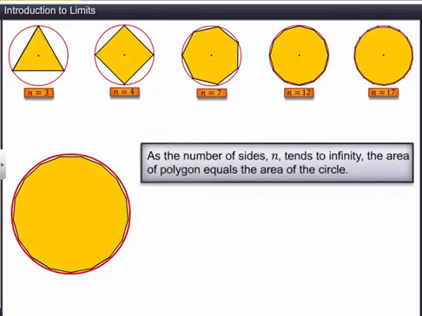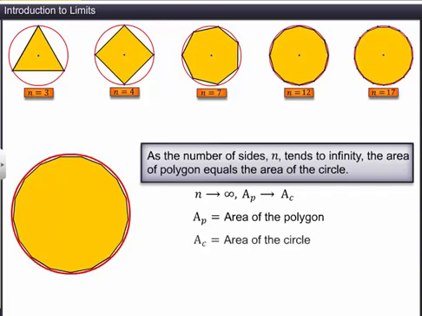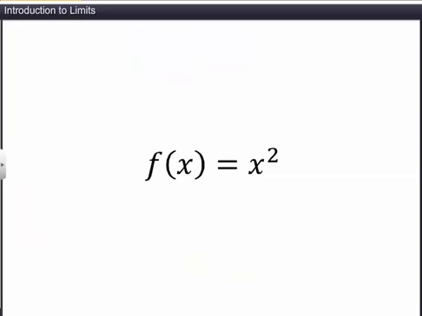As n tends to infinity, the area of the polygon equals the area of the circle. This can be mathematically represented as shown. Or concisely as shown. Here, our target is to find when the area of the polygon will become equal to the area of the circle. This happens when the number of the sides of the polygon become infinity. We will extend this understanding of the concept of limit to functions.